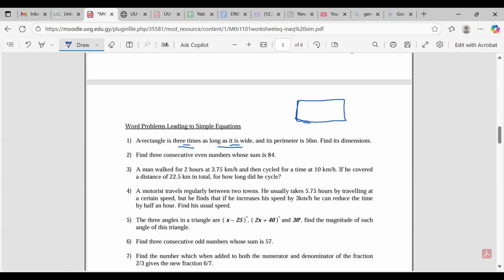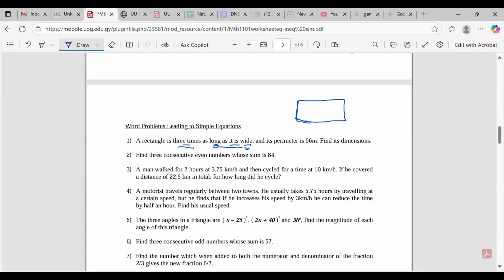It's talking about long and wide. What two mathematical terms, or I should say geometrical terms, are associated with long and wide? Length and width. Very good. So you see, length and breadth, that's another key, right? Could you translate the words now into mathematical language?